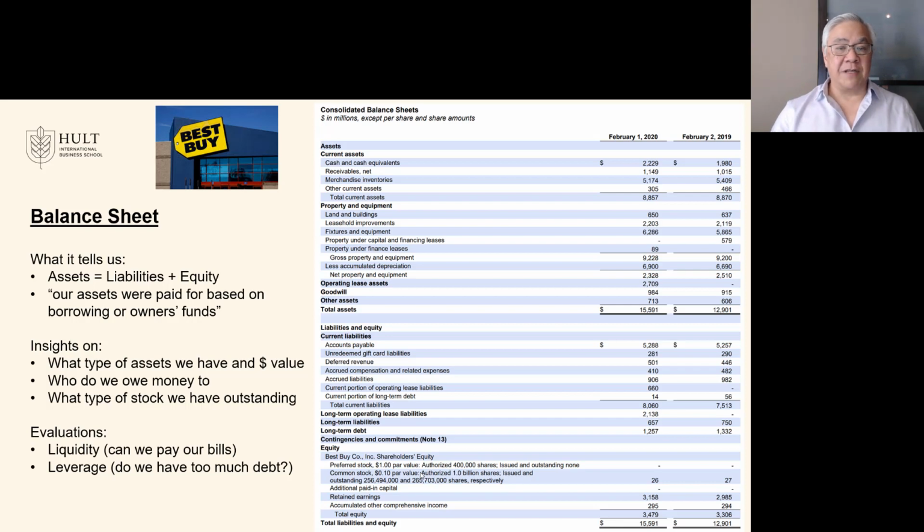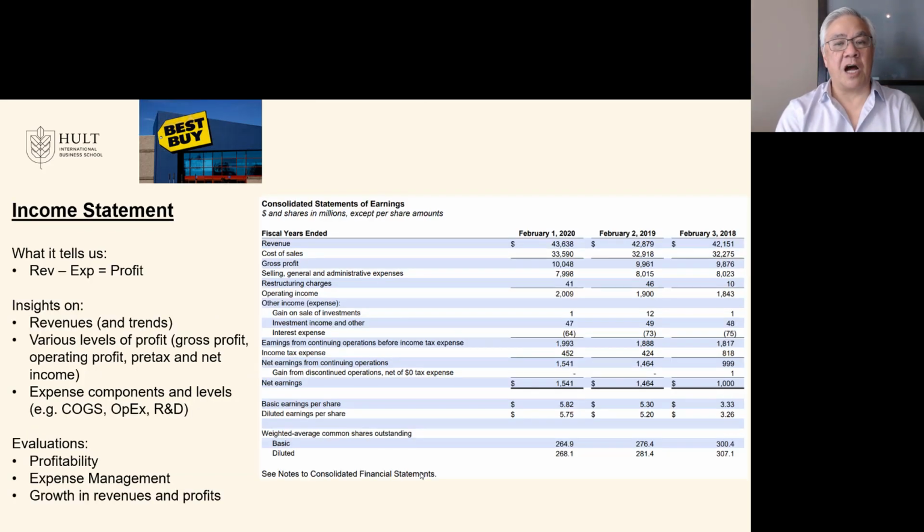The functions of this particular statement also allow us to evaluate basic things like, can they pay their bills? We often call that liquidity. Or do we say, do they have too much debt? We often call that leverage. So you'll see that we'll categorize the ratios into certain subgroupings that give us insights into how the company is doing. The second statement, the most often looked at statement, is the income statement.